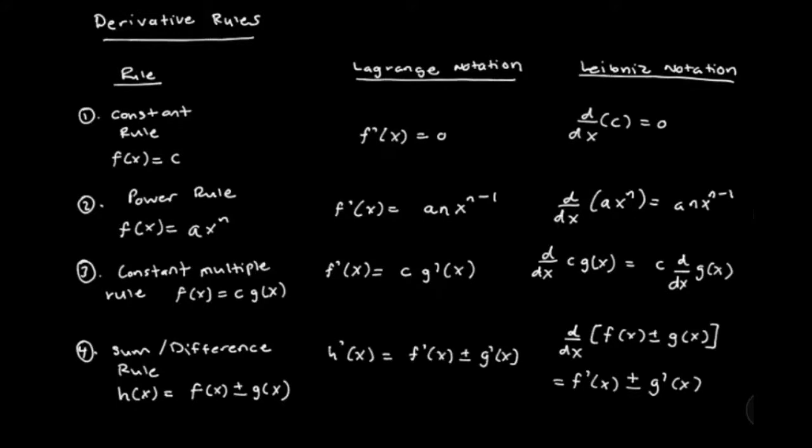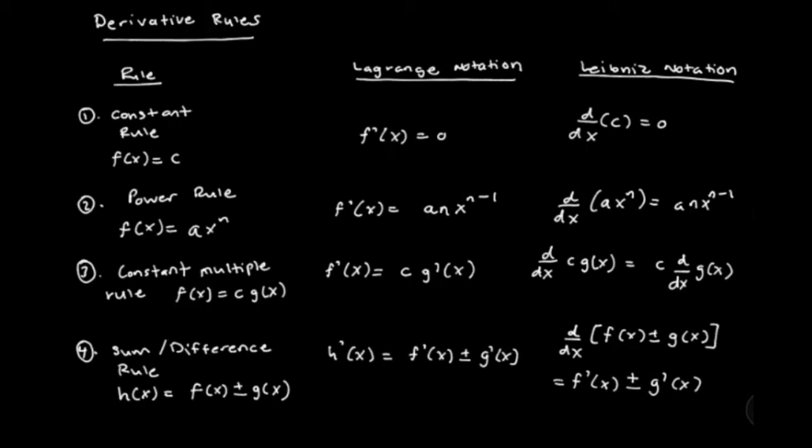Alright, let's take a look at some derivative rules. So we stated that the derivative is basically the instantaneous rate of change function at a point x. It's also the slope of the tangent at a point x. And there are a few rules that govern derivatives. I've summarized the four major rules outlined in this video.